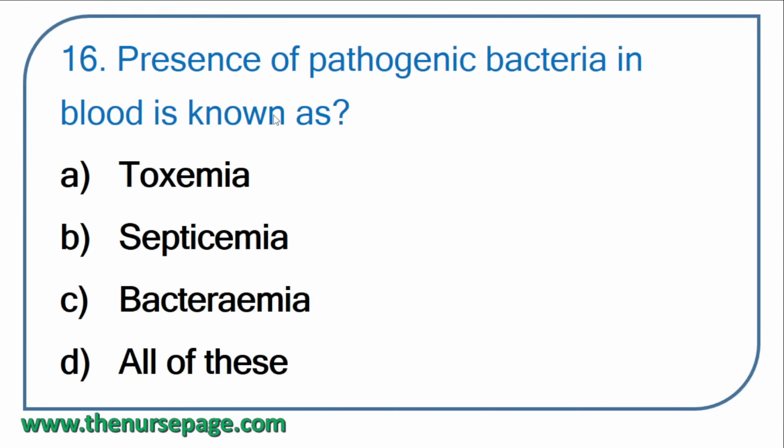16th question. Presence of pathogenic bacteria in blood is known as toxemia, septicemia, bacteremia, all of these. It is a confusing question, but it is important. So correct answer is option C, bacteremia. Here the presence only, the pathogenic bacteria presence in the blood only, that is known as bacteremia.